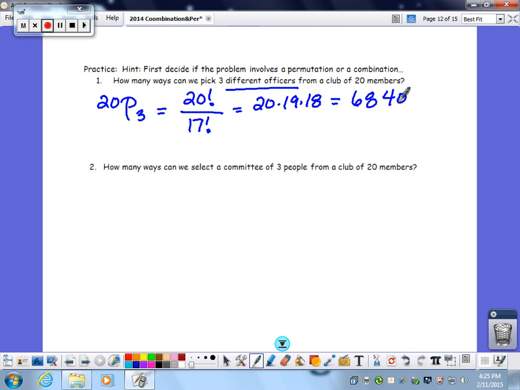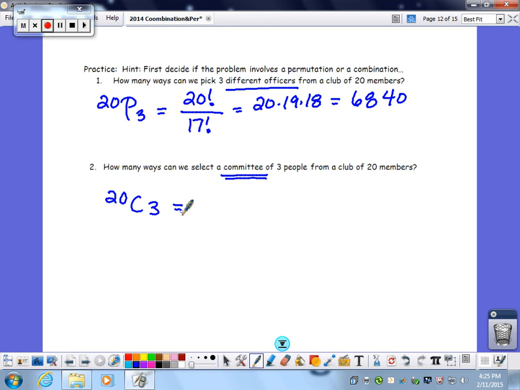All right, let's read the second one. How many ways can we select a committee, keyword, of 3 people from a club of 20 members? Since it said committee, you should be thinking combination. Order doesn't matter. Same group of 3 people, doesn't matter who's chosen first. They don't get anything special. So this is going to be 20 choose 3.